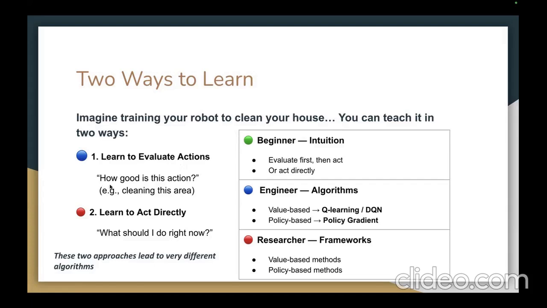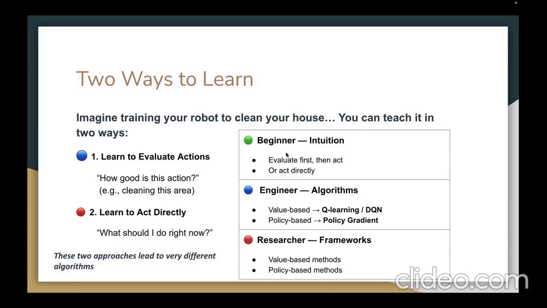For example, if the robot is in a dirty square and there are probably a few actions, you can teach your robot how to evaluate each action. For example, clean the area or move to the next square. In this second camp, you can teach your robot to learn to act directly and basically ask, what should I do right now? And these two approaches lead to very different algorithms.